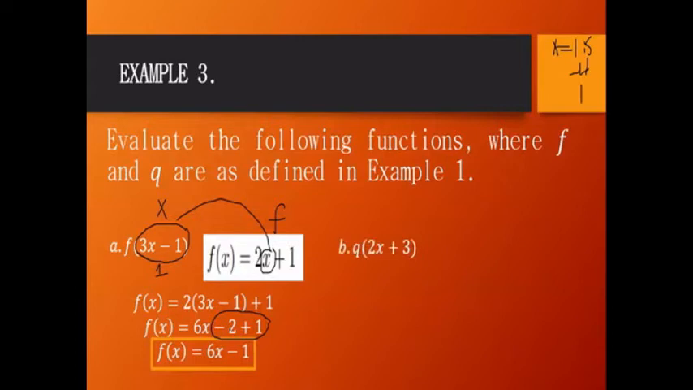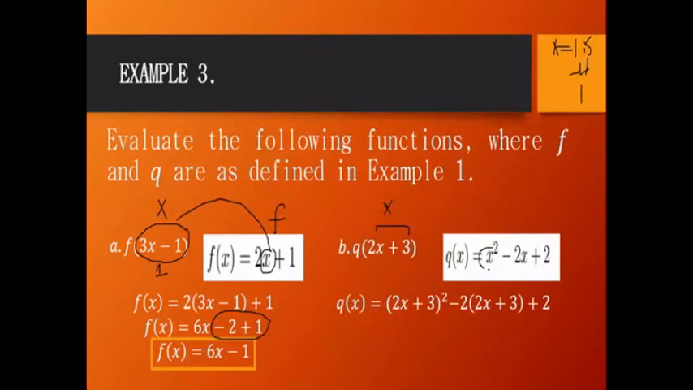Another example, ito pwede nyo akong sabayan na mag-solve sa inyong notebook para hindi kayo naiiwanan. Okay, para nakakasunod pa din. So letter B, we have q times 2x plus 3. Ito yung value ng x natin. And we are going to use the function q of x is equal to x squared minus 2x plus 3. Okay? First step, substitution.